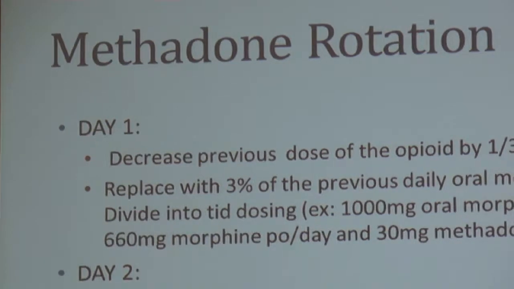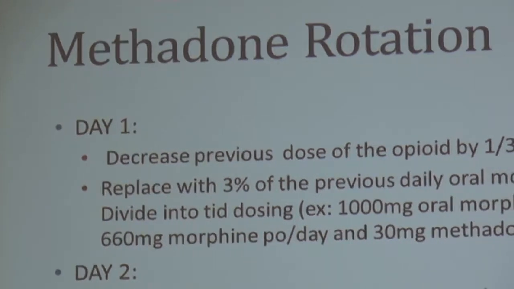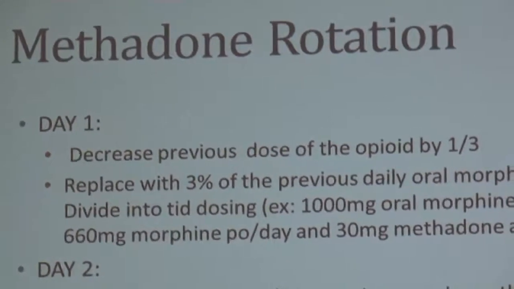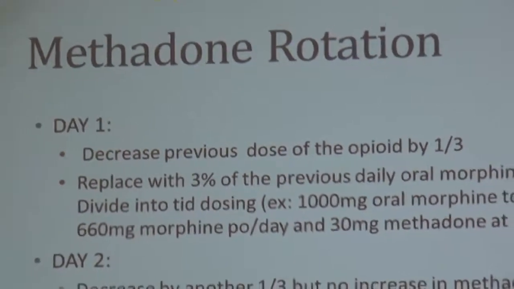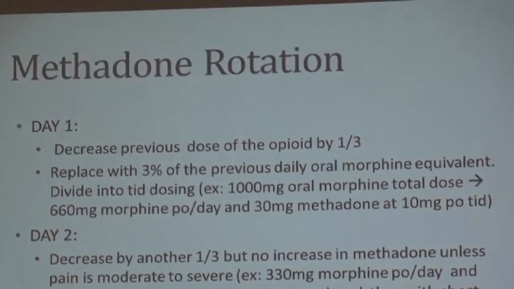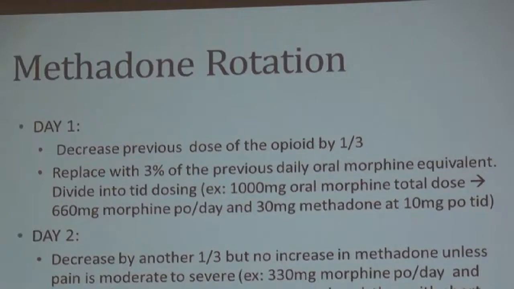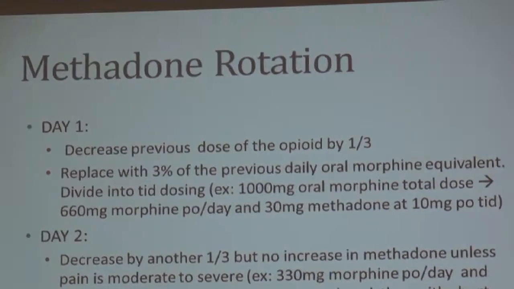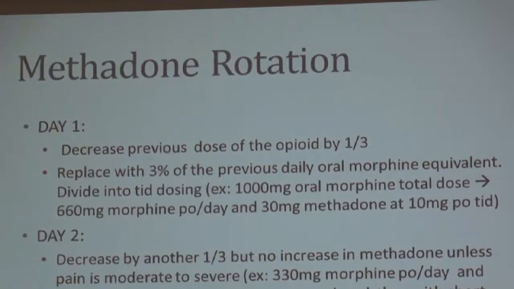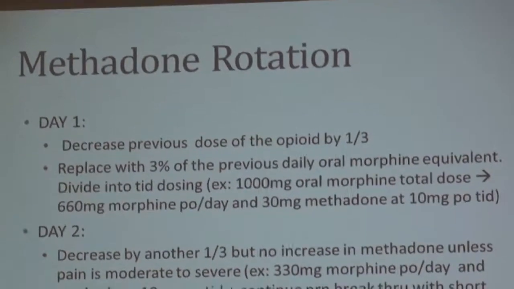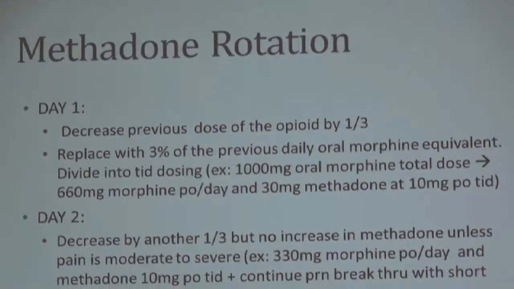So on your day one, you decrease the previous dose of the opioid by 1/3. Whatever they were on, you go down 1/3, and you replace it with 3% of the previous dose. Okay, so there's an example here, and that helps. 1,000 milligrams of oral morphine is their total daily dose as an outpatient. And so you're decreasing that, so they're going to get 660 milligrams for their total daily dose. That'll be divided into how many times a day, but that's where you're at.